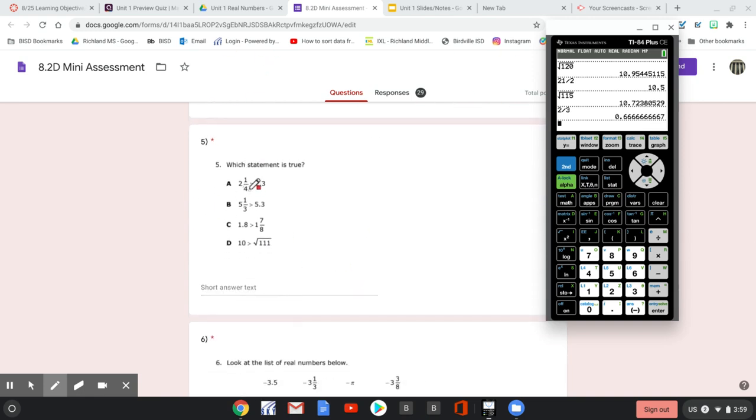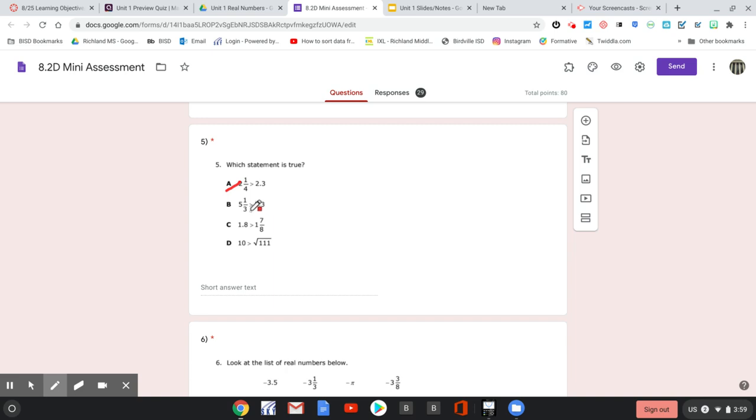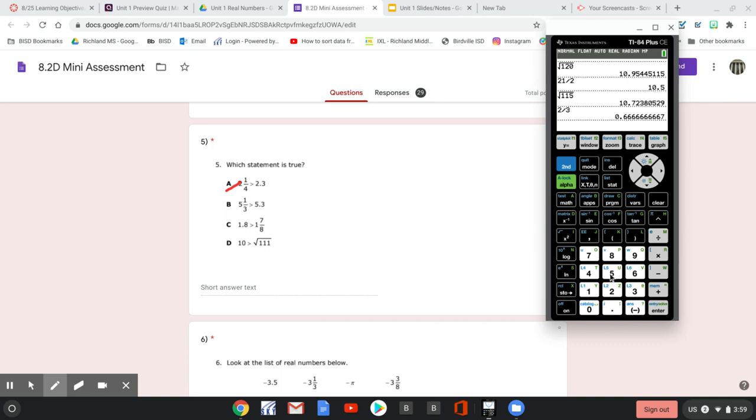Which statement is true? So we have inequalities here, and this means greater than. So they're all greater than statements. So let's see if 2 1/4, we know that would be 2.25, is greater than 2.3. That wouldn't be true. 5 1/3, that would be 5.33, I think. Let's see, all we have to do is 1 divided by 3, enter. Yep, so 5.33 is greater than 5.3.